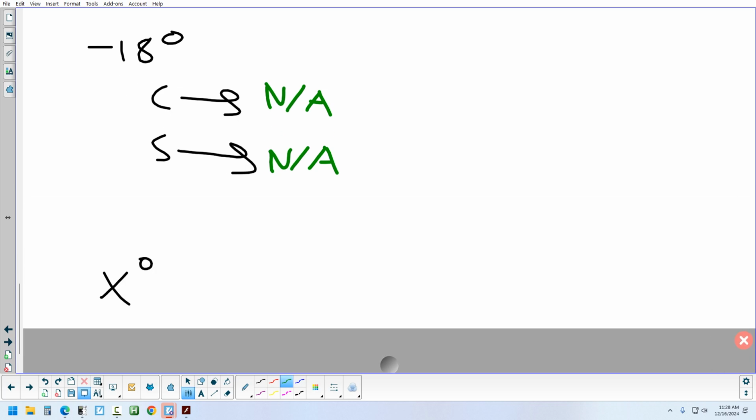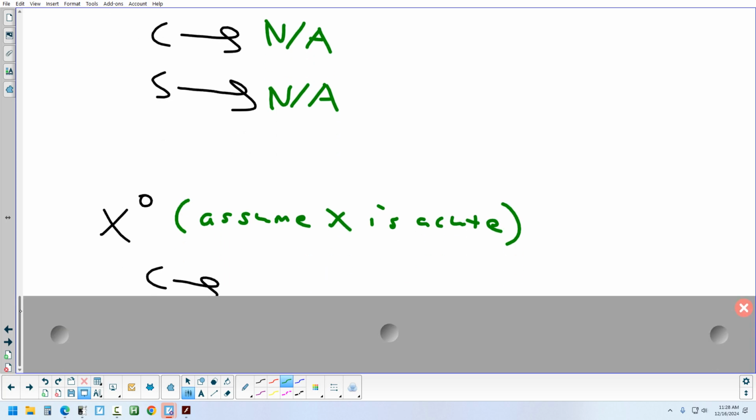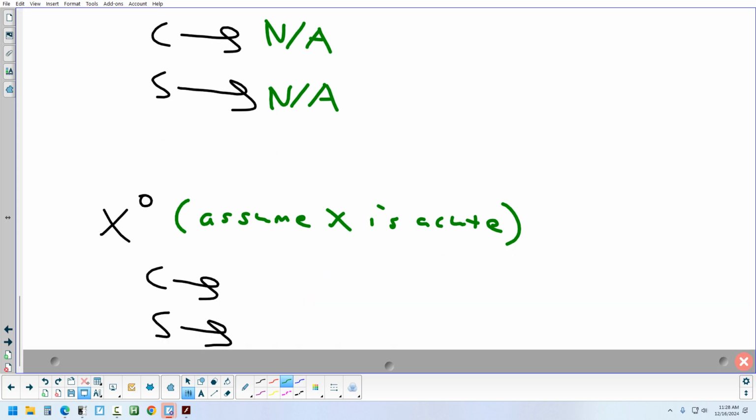Here, I'm going to give you a little more information. If you didn't know that, you may not necessarily have an answer. But x is an acute angle. What would be the complement of x degrees? 90 minus x. Right, that's the most important concept to understand there. It's 90 minus x. That's how you find a complement.